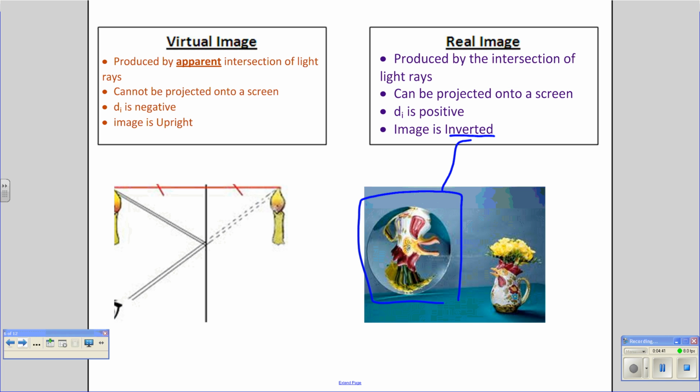Now, real images are produced by the intersection of light rays. So the light rays actually intersect and can be projected onto a screen. Di is positive, so your image distance is positive because your image is on the correct, the actual real, positively true side of the mirror, and your image will be inverted.